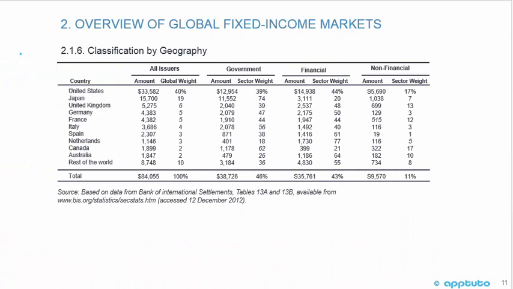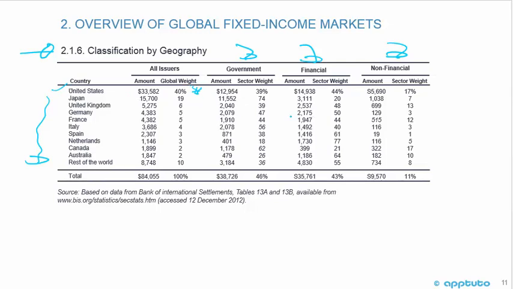Okay, now we're going to look at classification by geography. So you can see this is the table from the text. Here we've got the country, and here we've got all issuers, but then it's broken up into government, financial, and non-financial. What catches our eye first is that the US is the biggest issuer. We have a global weight of 40%.